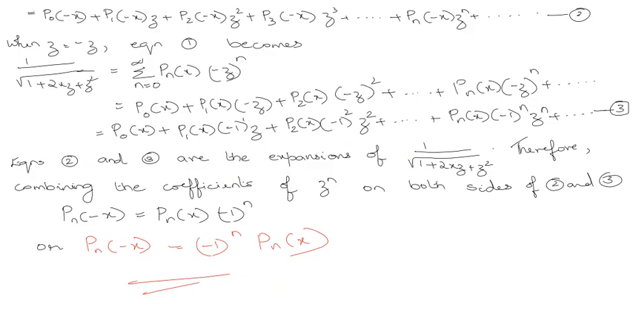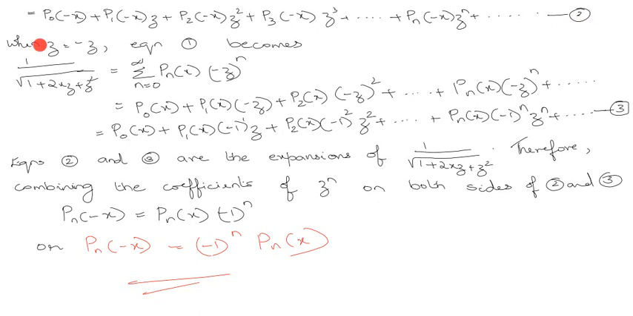Expanding the RHS we can write P0(minus x) plus P1(minus x) z plus P2(minus x) z square plus etc. plus Pn(minus x) z raised to n plus etc. and name it as equation number 2.